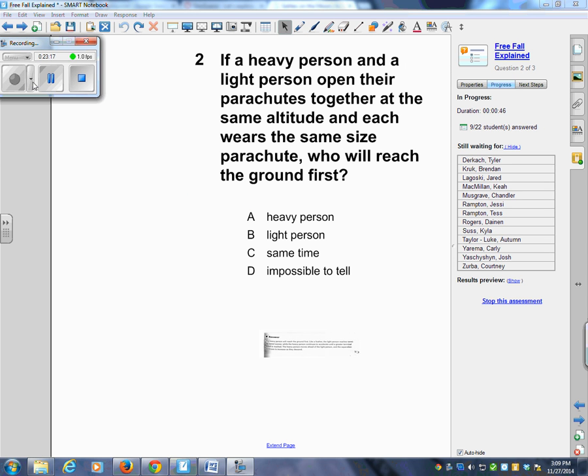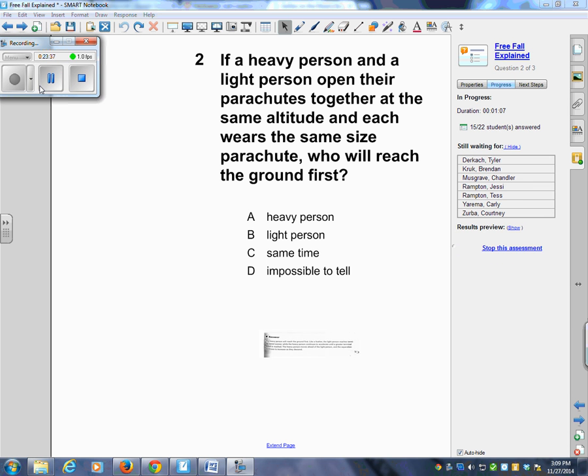So if a heavy person and a light person open their parachutes together at the same altitude, each wears the same size parachute, who will reach the ground first? Heavy person, light person, same time, or impossible to tell? Didn't we just talk about how it's gonna be? Yeah, it's what I've been talking about for like half an hour.